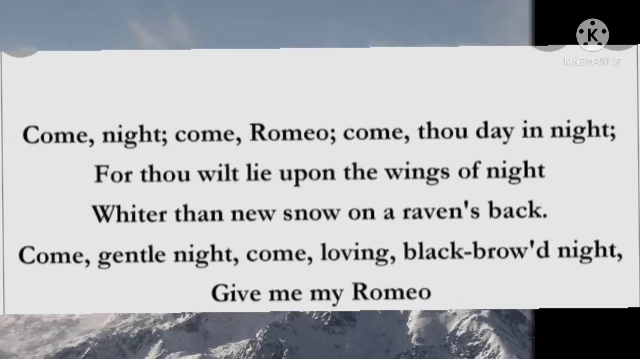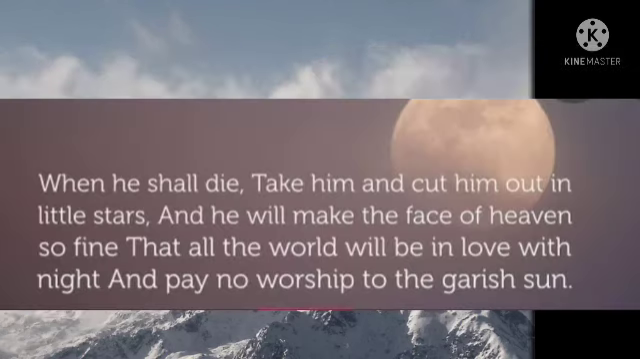Then, come gentle night, come loving black-browed night, give me my Romeo. Then she pampers night by calling it gentle night and pleads with it to carry her Romeo to her. Then she says, when I shall die, take him and cut him out in little stars, and he will make the face of heaven so fine that all the world will be in love with night and pay no worship to the garish sun.